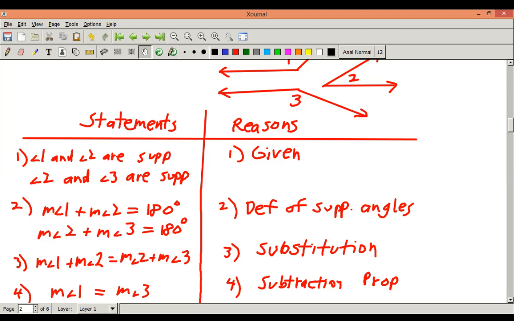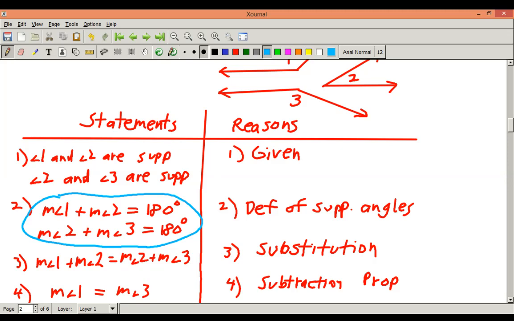Now, look at these two statements taken together. We know that angles 1 and 2 add up to 180. We know that angles 2 and 3 add up to 180. So wouldn't angles 1 and 2 be equal to angles 2 and 3? Because they both equal 180? So we write that in statement number 3. The measure of angle 1 plus the measure of angle 2 equals the measure of angle 2 plus the measure of angle 3 by substitution.